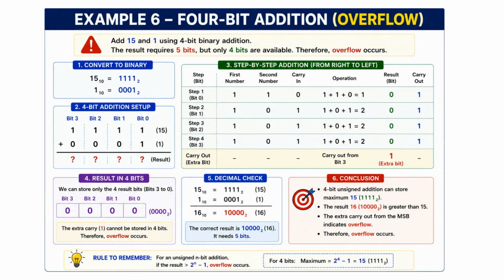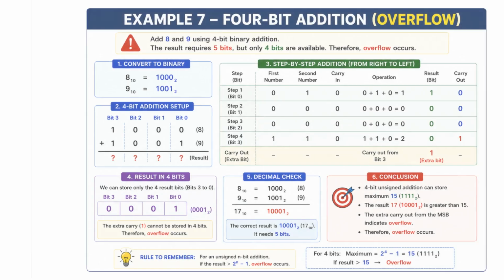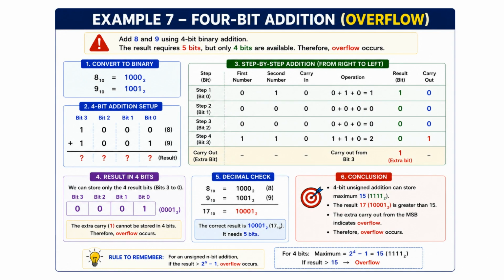Notice, the result needs 5 bits, but our register has room for only 4 bits. Only the last 4 bits can be stored. The extra one, on the left, cannot fit inside the register. That extra bit is called the carryout, and it indicates overflow. Remember, the largest value a 4-bit unsigned register can store is 15, so adding 1 to the maximum value immediately causes overflow. Let's go through another overflow example.